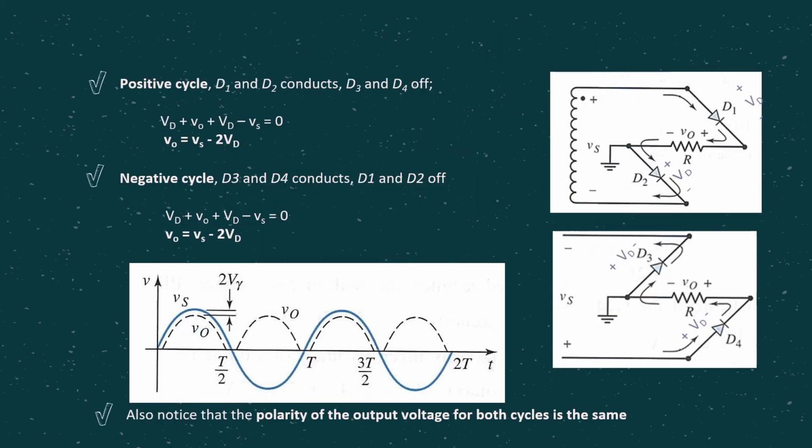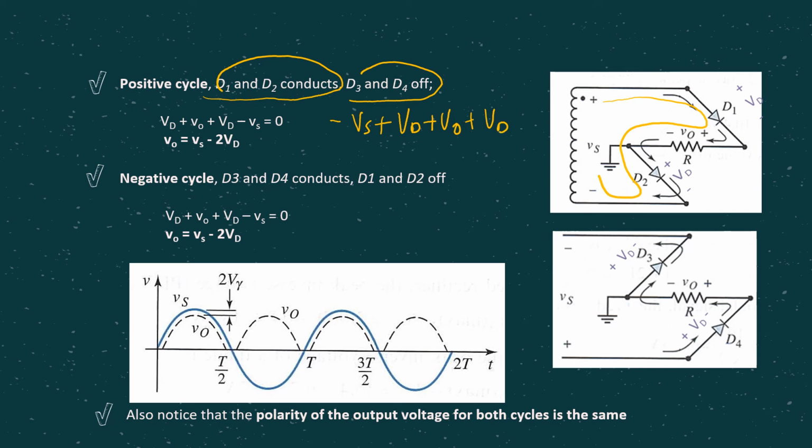So let's have a look at the positive half cycle, where D1 will be on, and at the same time D3 and D4 off. If you see the loop here, the current will be flowing from here. It goes through D1, it goes through the V0, it goes through D2 and completes the loop. From there, we can get the KVL equation. The KVL equation is given by minus Vs plus Vd plus V0 plus Vd equals 0. So if we rearrange, V0 equals Vs minus 2Vd.